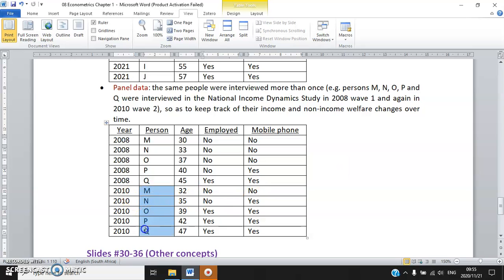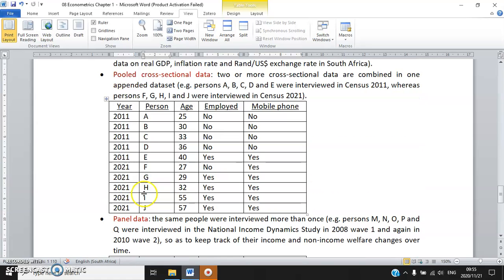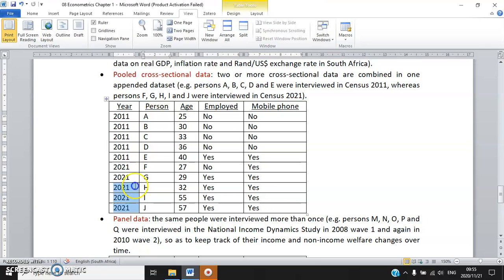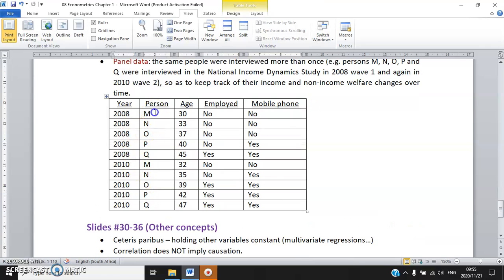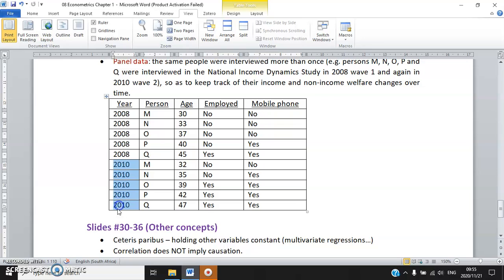And then the same 5 people. So this is the difference between panel data and pooled cross-sectional data. In pooled cross-sectional data, you could have different people taking part in each survey. But in panel data, you have the same people taking part in a survey more than once. So for this one, I assume 2 waves of NIDS. This is the first wave, 2008, 2010, second wave. The purpose of using panel data is to keep track of the income and non-income welfare of the same group of people over time.